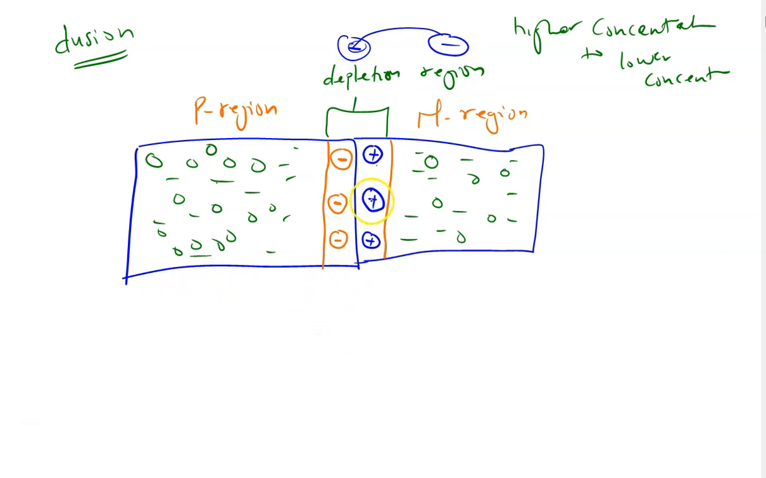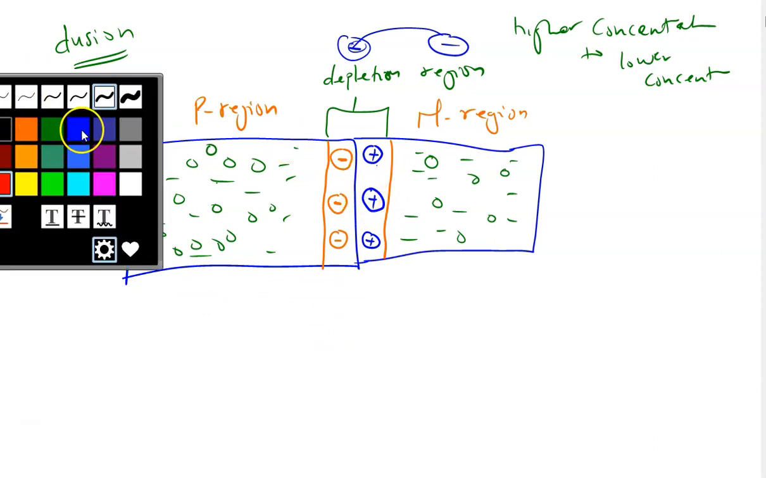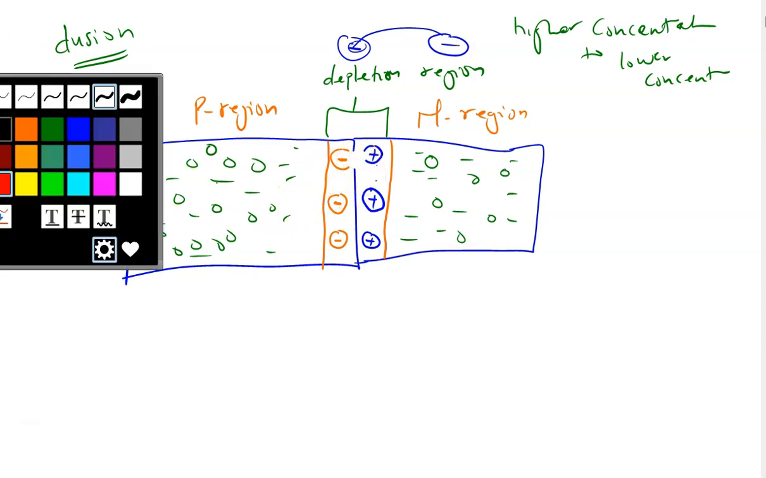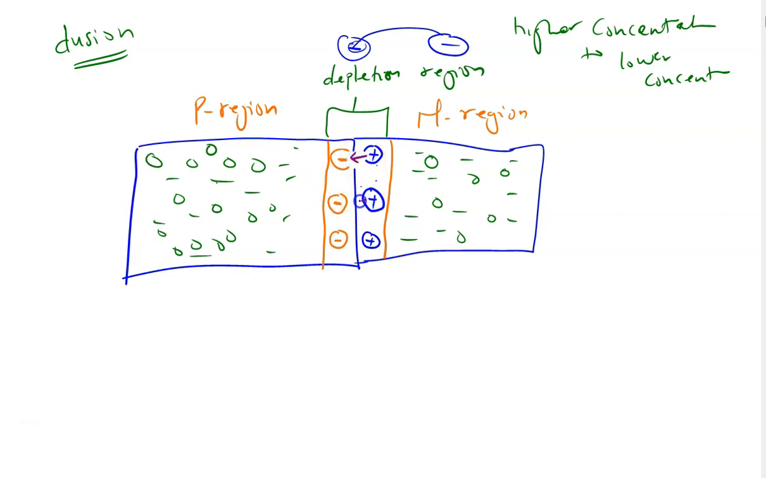At this region, a force is being created. Let me use green so that you see it clearly. So a force is created at that point, and it's positive and negative. Once the force is created there, it is normally termed as the potential barrier or barrier potential, any of them.